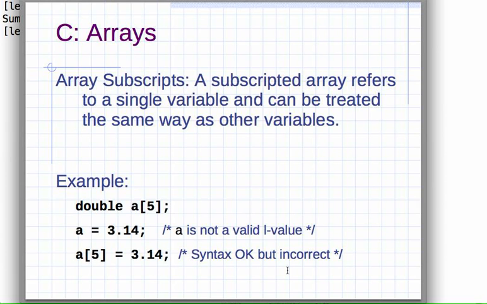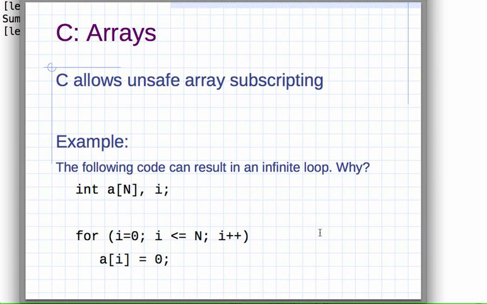Okay, so a subscripted array refers to a single variable and can be treated just as any other variable. We can assign values to it. You can use it on the right-hand side and so on. So if you have an array of 5 doubles, you cannot use, for example, a is equal to 3.14. You cannot do that. You have to say a sub something, a sub 0 or a sub 1, a sub 2, but you cannot do this. Okay, so we would say a is not a valid L value. Okay, so next up we will take a look at many unsafe things that you can do with C arrays.